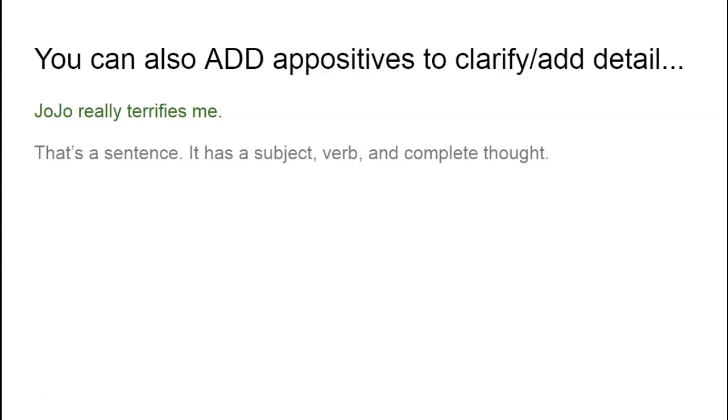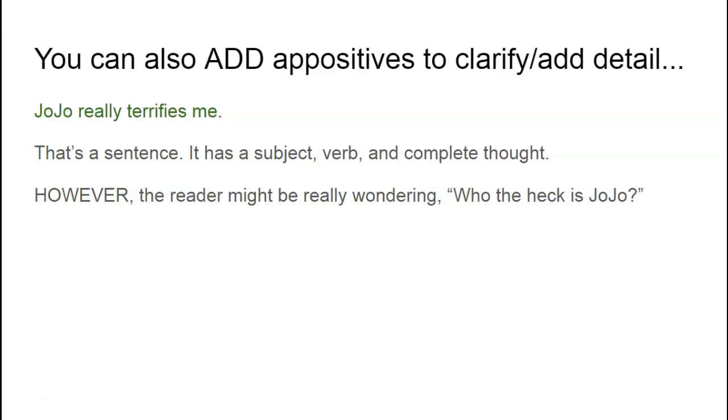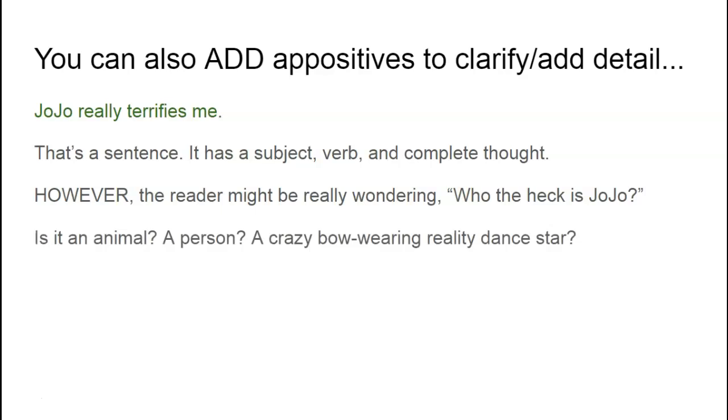You can also add appositives to clarify or add detail. Remember, this is kind of that important part earlier with that fudge example. Jojo really terrifies me. Now you might be thinking, this is a complete sentence. It has a subject, a verb, a complete thought. Jojo is the subject, terrifies is the verb, gives me a complete thought. But the reader might be thinking, who the heck is Jojo and why is Jojo so terrifying? Is Jojo an animal? Is it a person? Is it a crazy bow-wearing reality dance star? So you have to add an appositive to clarify for your reader. Because Jojo really isn't any of those things.